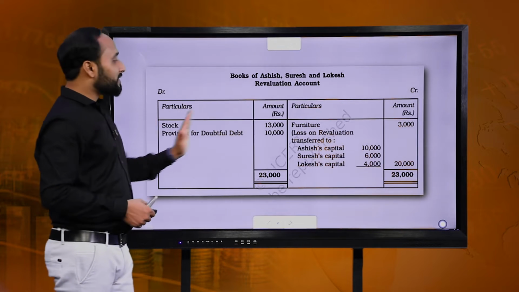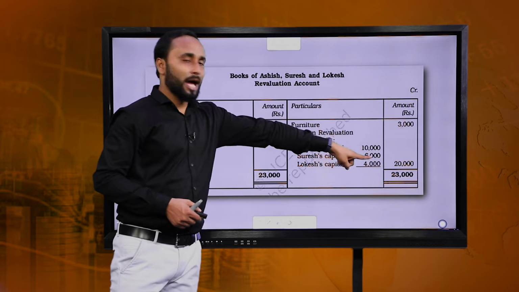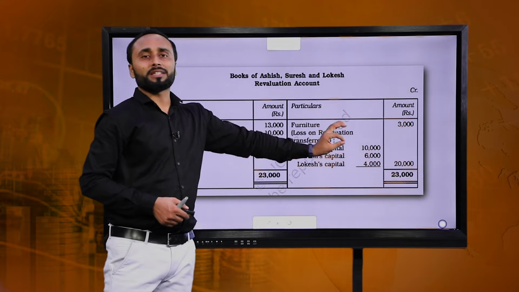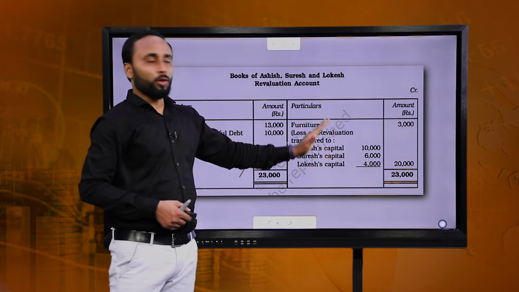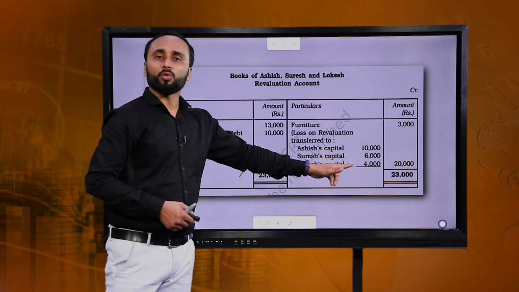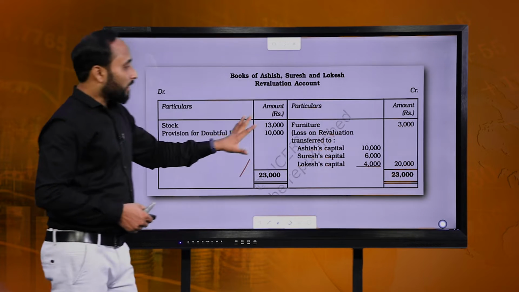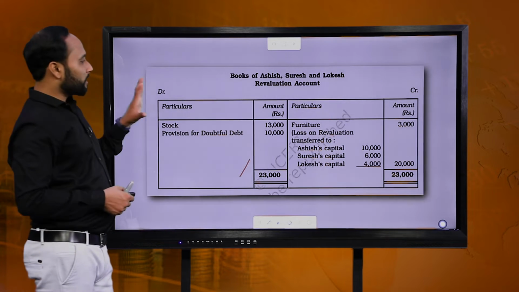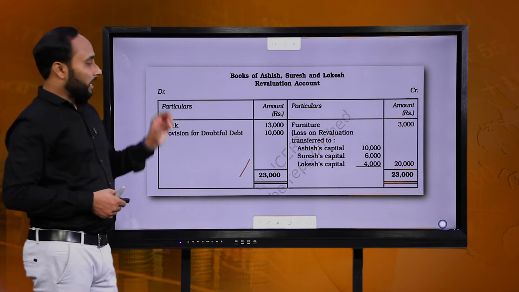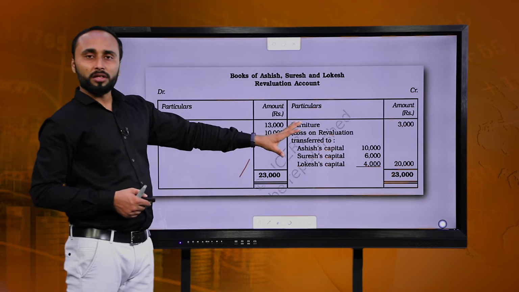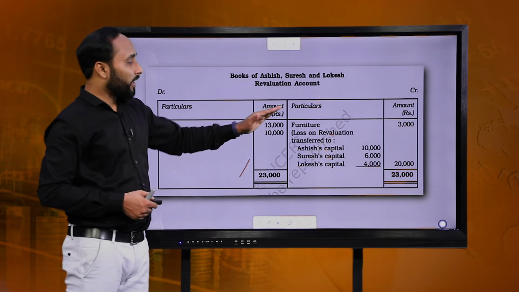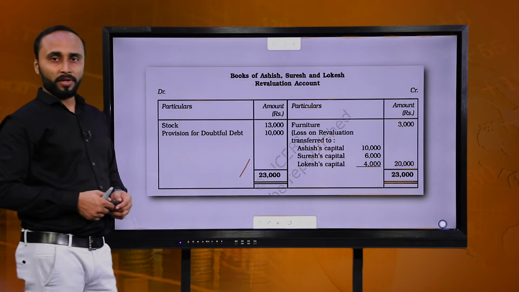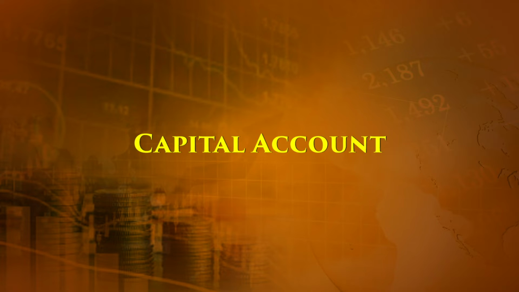So we balance the account and we find that there is a gap of 20,000 here, which is basically the loss that all the partners will have to bear in their old ratio of 5:3:2. So this is our revaluation account in this question. It was a simple short account. This has given us a loss of 20,000, which has been debited to the partners in 5:3:2, their old ratio.